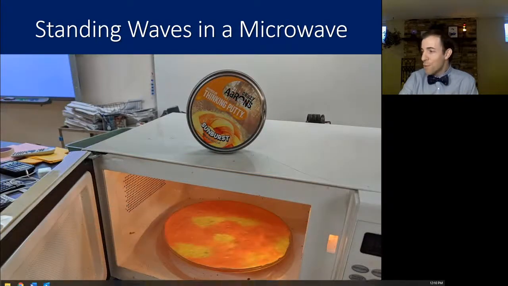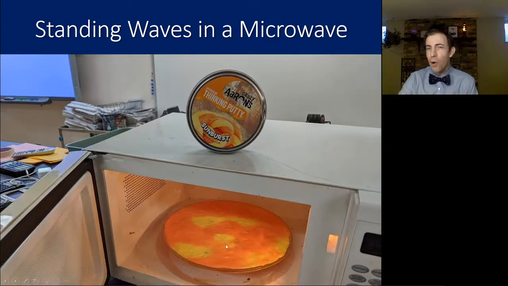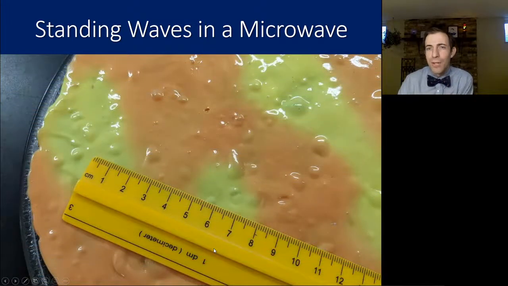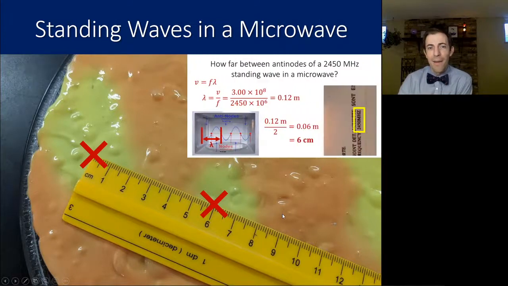And what I found was there were very clear hot spots and cold spots. That the yellow is where the antinodes were, and heated up that putty and caused it to change colors. I took a ruler and I measured that from one antinode to another, and I could do it between some others as well. But I found that that was 6 centimeters, which is exactly what we calculated using the speed of light. So finding the standing waves in a microwave allows us to tangentially talk about the speed of light there as well.